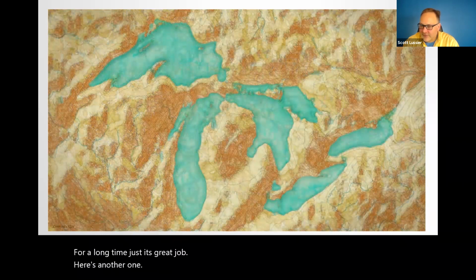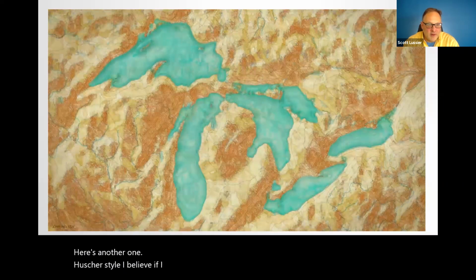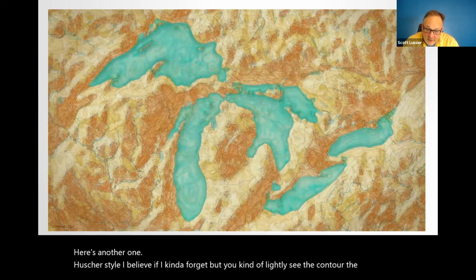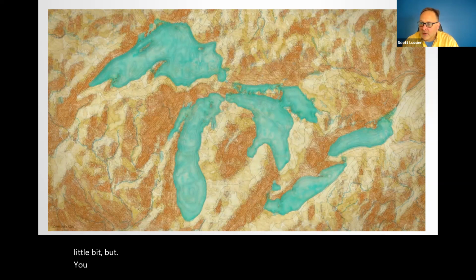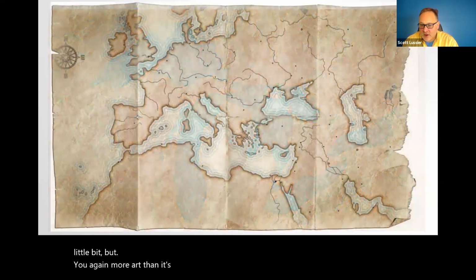Here's another one, Hasher style, I believe. I kind of forget, but you can lightly see the contour, the bathymetry depths of the lakes there, and the contours of the landforms poking out a little bit. But again, more art, though it's real data, it's real science, but there's a lot of art to it.